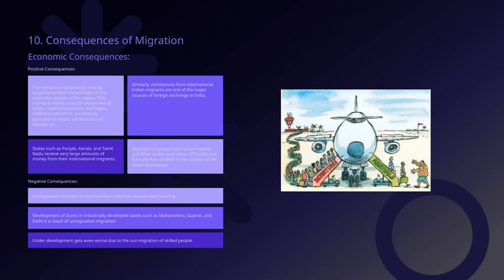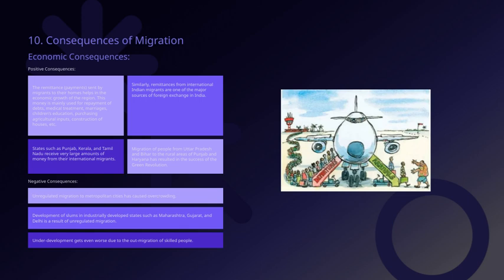For example, when people migrate from Uttar Pradesh and Bihar to rural areas of Punjab and Haryana, it might seem counterintuitive at first, but it actually contributed to the success of the Green Revolution in those regions. This migration helped supply labor and boost agricultural productivity, which was crucial during that period.